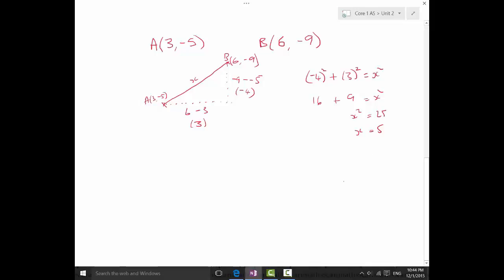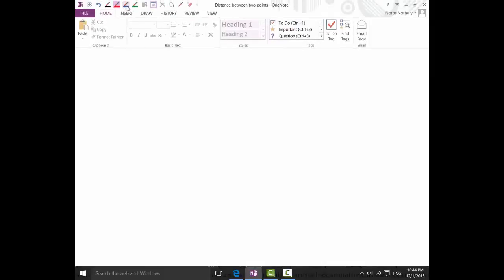Okay, nice easy one. And let's try one more, a little bit more difficult. This time let's not use the nice numbers. So let's say A is (8, -3), and let's say B is (15, 7), and let's see what the distance is between these 2 points. A and B, (15, 7), and we have (8, -3).